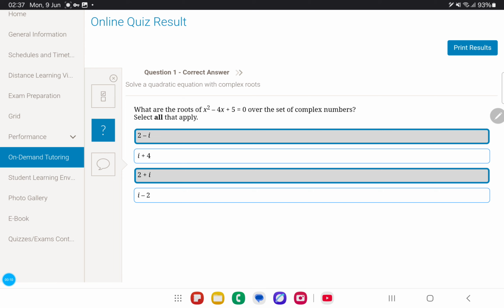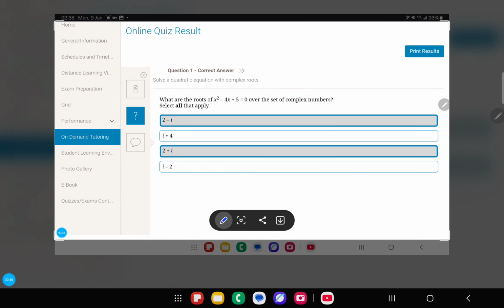What are the roots of x squared minus 4x plus 5 equals 0 over the set of complex numbers? Select all that apply. Alright, so guys, there are two ways to solve this. Either use a calculator, which is in fact allowed in the exam, or you can solve it manually. I'm going to show you how to solve it manually, which is always the safest option. But if you don't have time, always resort to the calculator. Alright, so let us begin.